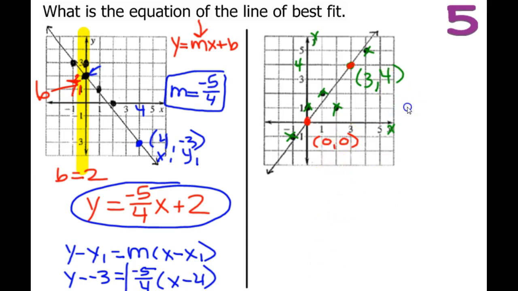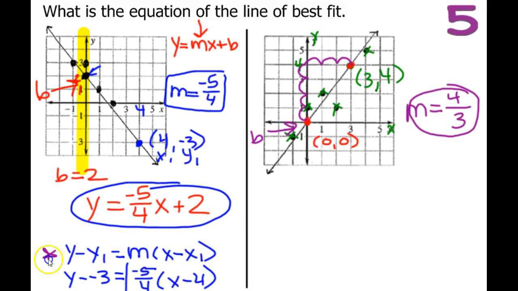So my slope, let's count rise over run. I'm going to rise 1, 2, 3, 4. And run 1, 2, 3. Now this one again, you can see right away that b is 0 because it's crossing the y-axis at 0. However, I'm going to use this formula to show you an example of how to use it.